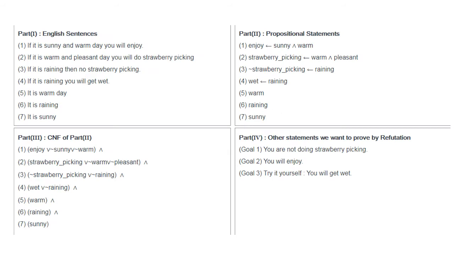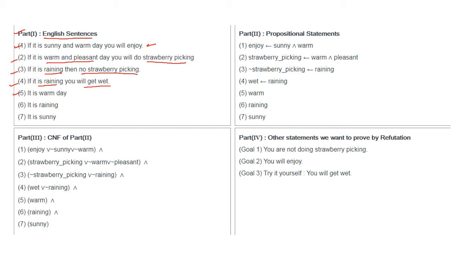Here we are having 4 different parts. The first part we are having simple English sentences, and 7 statements are given here. First one is, if it is sunny and warm day, you will enjoy. And second one, if it is warm and pleasant day, you will do strawberry picking. And third one, if it is raining, then no strawberry picking.